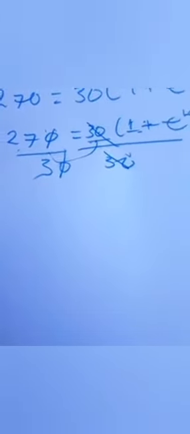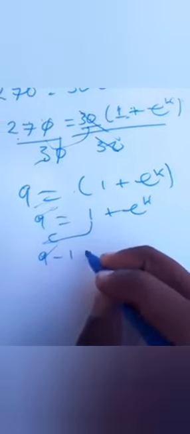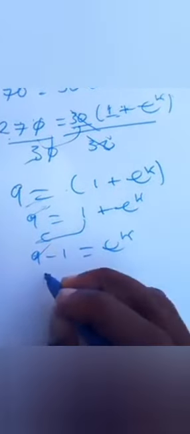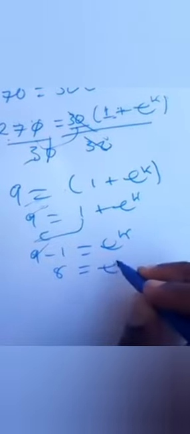So that will be 27 divided by 3. It is going to be 9. 9 is equal to 1 plus e^k. So basically I just have 1 plus e^k. I can take this 1 to the other side. I'm going to have 9 minus 1, right? And I'm going to have 8 equals e^k.